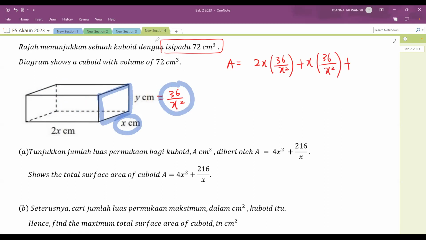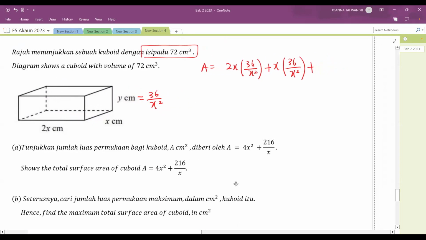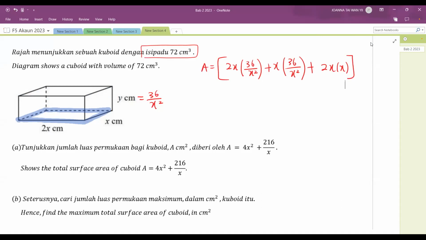Okay, lepas tu. Apa lagi saya belum kira? Top view, right? Okay, top view how to find? Apakah luas atas ini? Ini dengan ini sama. 2x darab x, betul. 2x times x. And then everything times 2. Kita darab 2 sebab ada atas, bawah, depan, belakang, tepi, tepi. Okay? So, got 6 lah. 1, 2, 3 times 2 got 6.